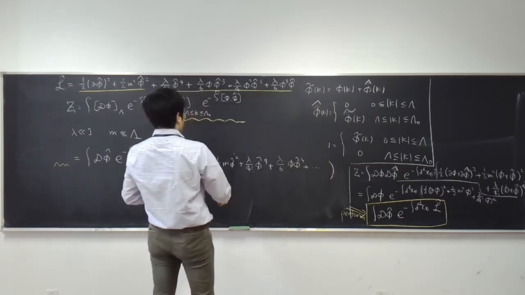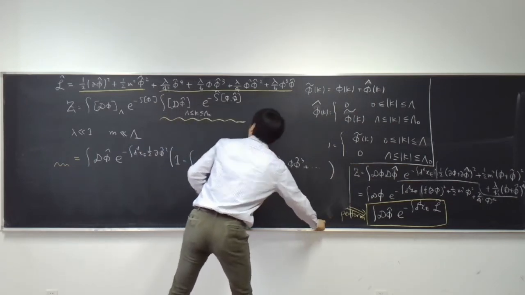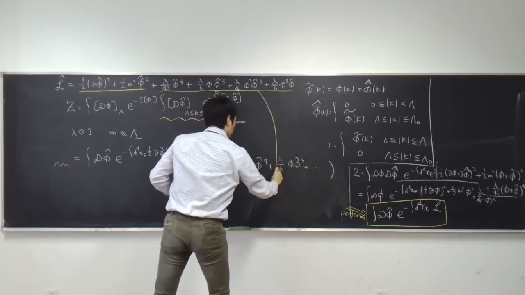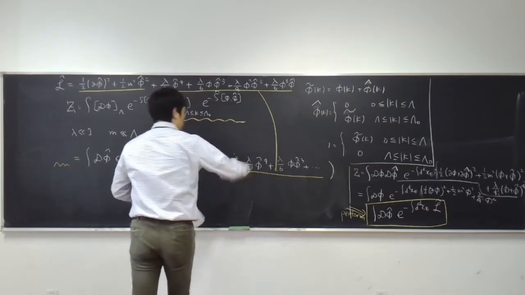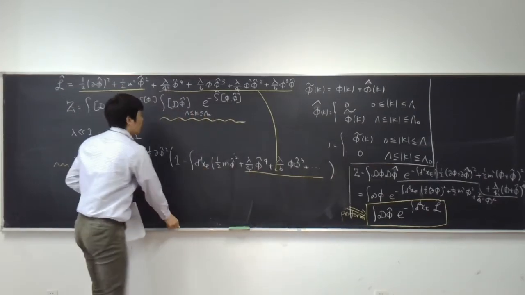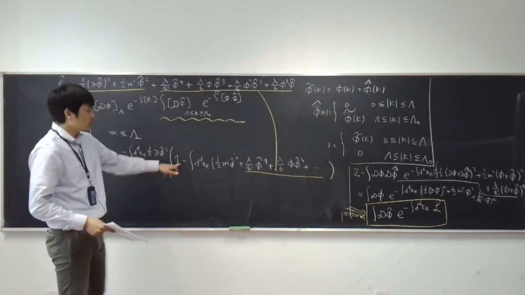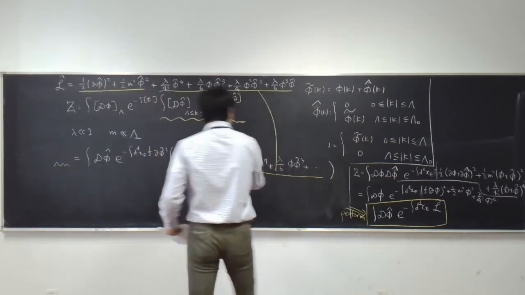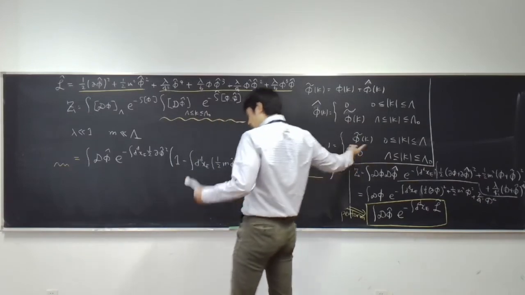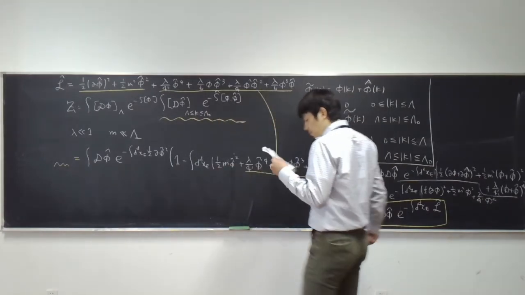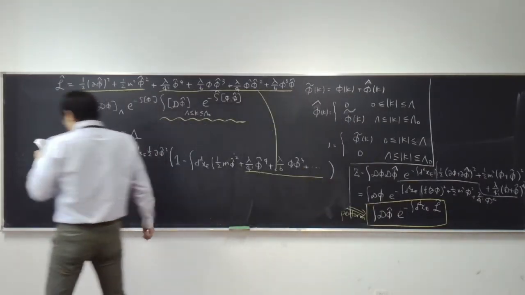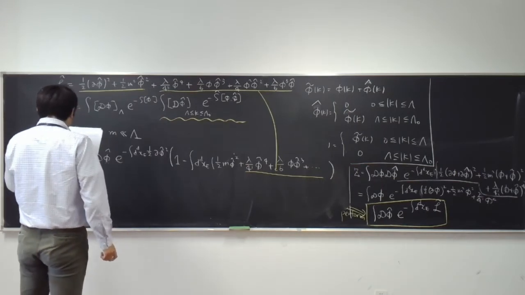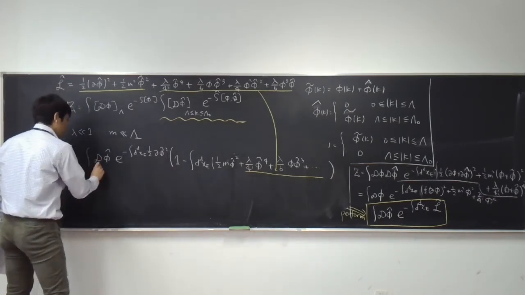So this part is just this one, and so on. And this is first order, by just doing a Taylor expansion of e^{-x}. So this is the first term, and then you have a second term, third term, and so on. Okay, and for instance, we just want to perform this integral.